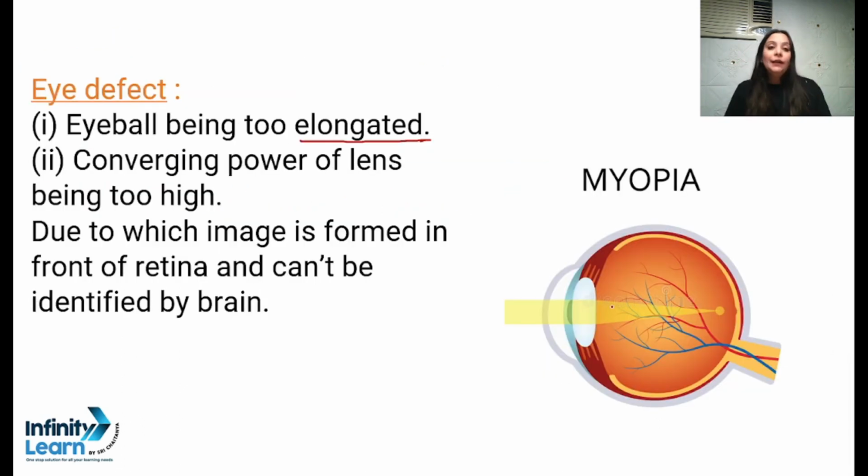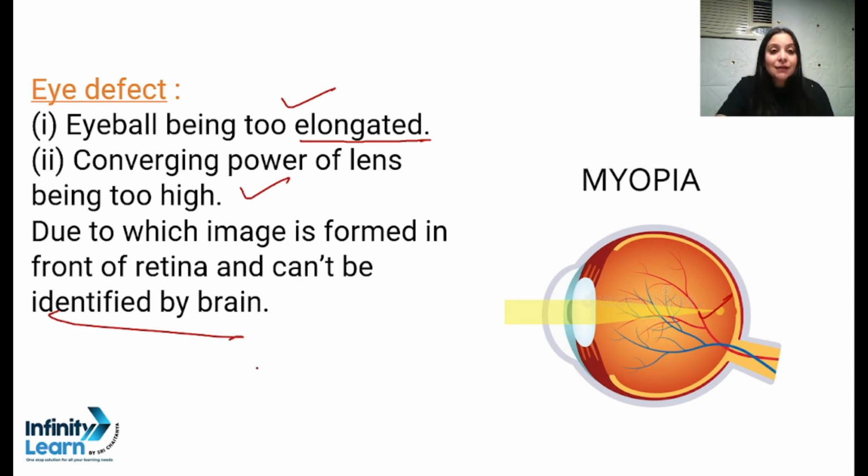Now, what could be the eye defect here? The eyeball being too elongated or the converging power of the lens being too high. If the converging power of the lens is too high, it will converge the rays before they reach the retina. So the image is not formed on the retina, it is formed in front of the retina. Anything formed in front of the retina will obviously be blurred, and it cannot be identified properly by the brain. So this is what myopia is.